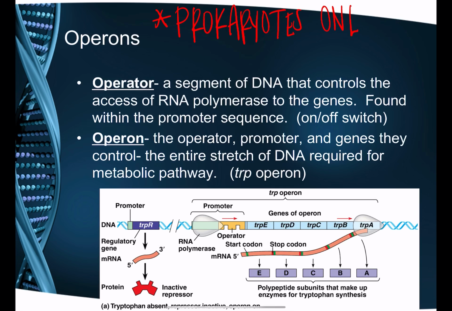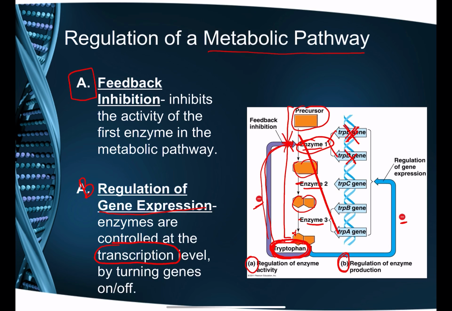Okay? Only in prokaryotes. So what is an operon? Well, an operon is a segment of DNA that has a series of several genes on it, and they're controlled by one promoter sequence. So you see here we have the promoter, and we have several different genes, tryptophan E, D, C, B, A, and that's coding for all of these enzymes like you see here in this process.